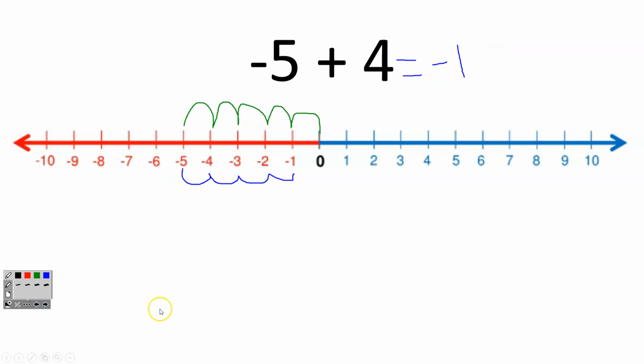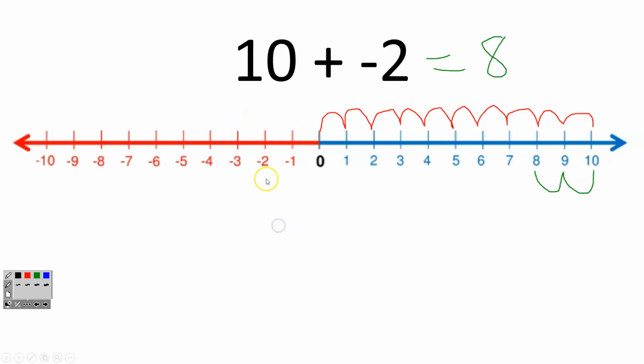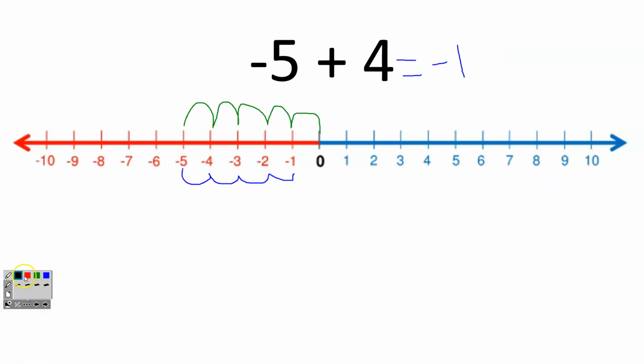The one thing I will say is this. If you're not quite sure you got your answer right, you got your number line right, you could always model with integer tiles just to check your work. So in this case, I would have 5 negatives. 1, 2, 3, 4, 5, and then 4 positives. 1, 2, 3, 4. And as we learned yesterday, we can count our 0 pairs.